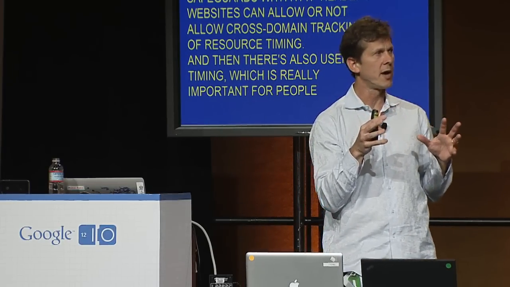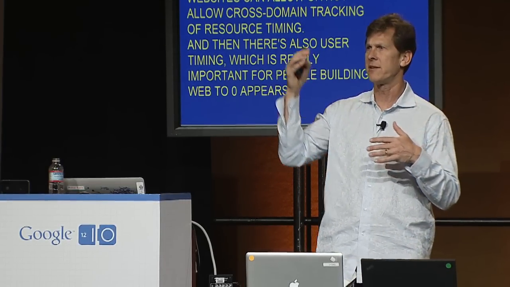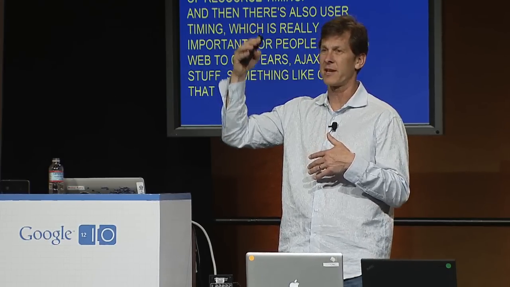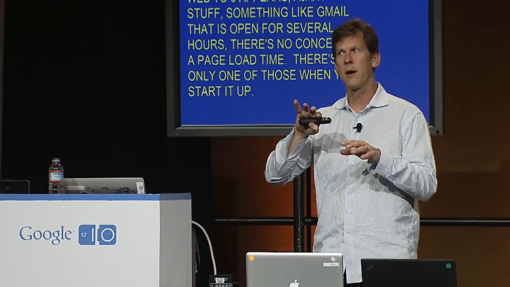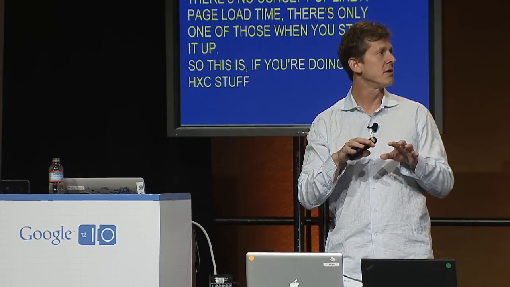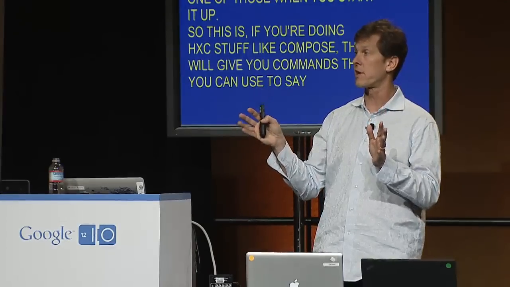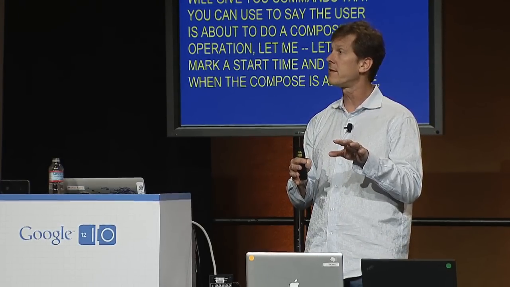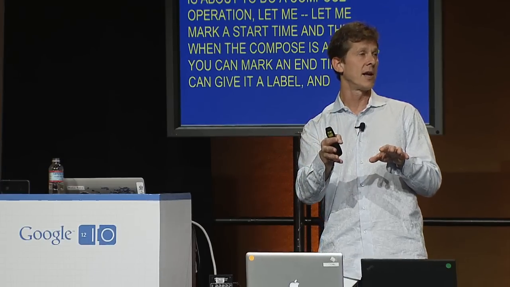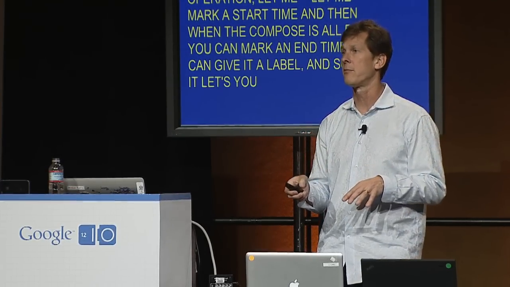And then there's also user timing, which is really important for people building Web 2.0 apps, AJAX-y stuff. Something like Gmail that is open for several hours has no concept of a page load time. There's only one of those when you start it up. So if you're doing AJAX-y stuff like compose, this will give you commands to say, the user's about to do a compose operation, let me mark a start time, and then when the compose is all done, you can mark an end time and give it a label. It lets you define and track any timing episodes that you care about in the web apps that you're building. So it basically is like nav timing, but much more flexible, and lets you define the start and stop times wherever you want in your code.